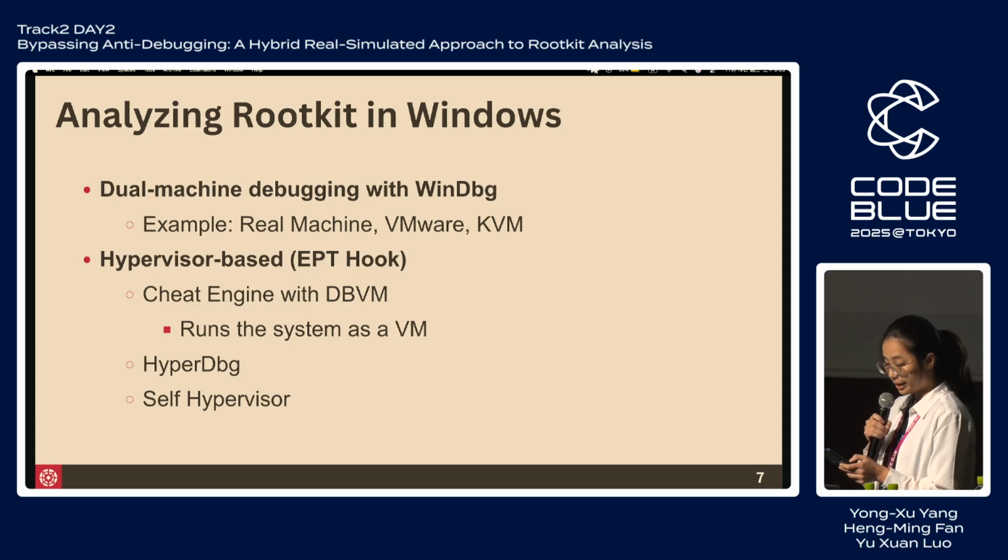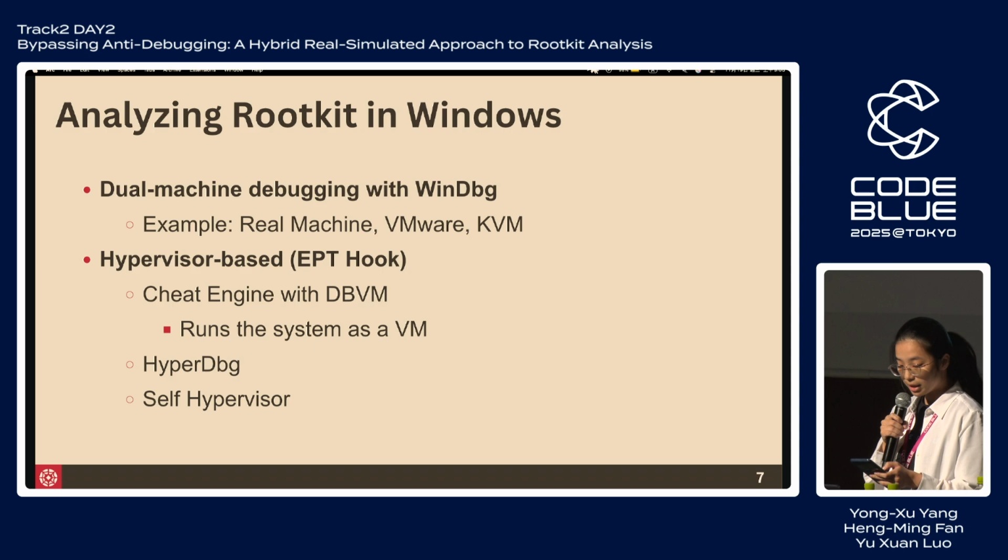Let's talk about existing dynamic analysis methods. Existing dynamic analysis methods primarily use dual machine debugging, where WinDbg is connected from one machine to another via network or COM interfaces. For example, we can use a real machine, VMware, and KVM for dual machine debugging.